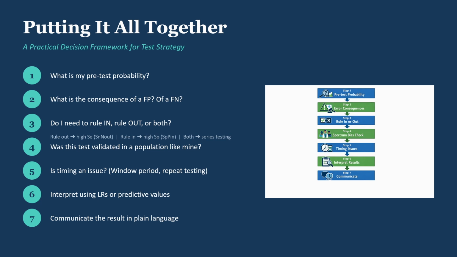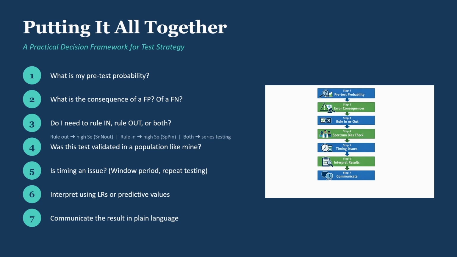Everything downstream depends on this. Step 2, identify the consequences of each error type in this specific context. Is a false positive or a false negative more costly? This drives your test strategy.